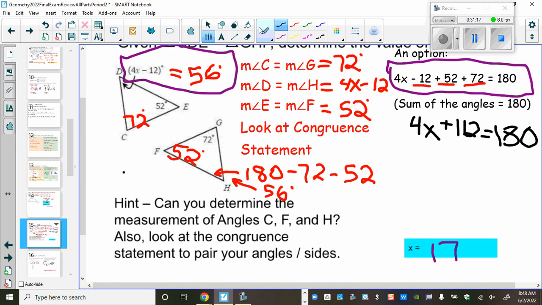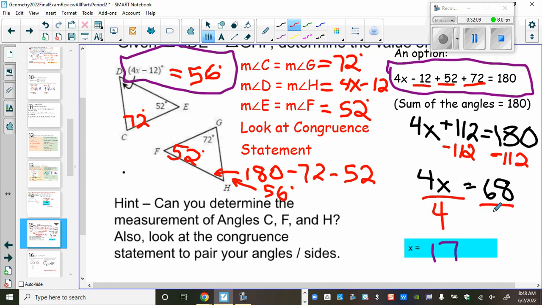So 4x plus 112 equals 180. Make that 112 a little more pronounced. And then if you do minus 112, minus 112, you would have 4x equals 68. Now over here, and I'll show you in a second how this is going to get you the same thing. Divided by 4. Remember, divided by 4, there's where you get your x equals 17.